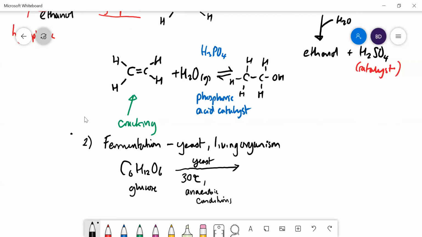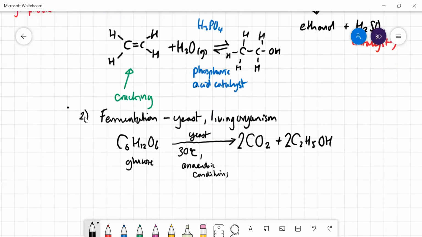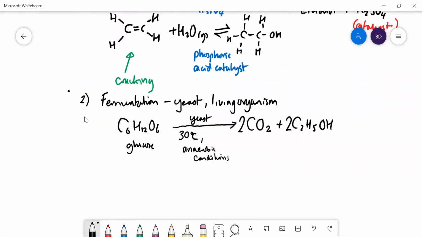If you don't have anaerobic, if there's too much oxygen about, the yeast will oxidize the glucose with oxygen, form CO2 and water. You don't want that. What you want it to do is form CO2 and ethanol, C2H5OH. And if you want to balance that, all you've got to do is put a 2 there, a 2 there, and you'll find that that balances quite nicely. Right, so that's another way of making ethanol.